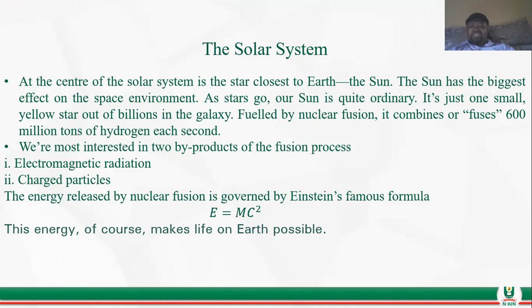Now, we are most interested in 2 byproducts of the fusion process. One is the electromagnetic radiation. Two is the charged particles. The energy released by nuclear fusion is governed by Einstein's formula, E equals mc squared, where E is the energy, m is mass in kilograms, and c is the speed of light. This energy, of course, makes life on Earth possible.